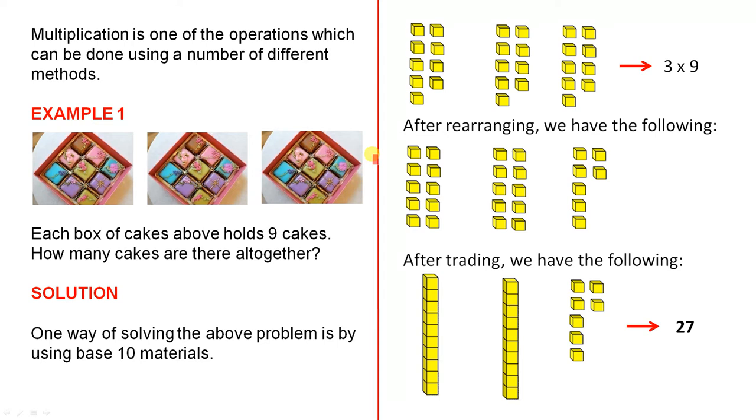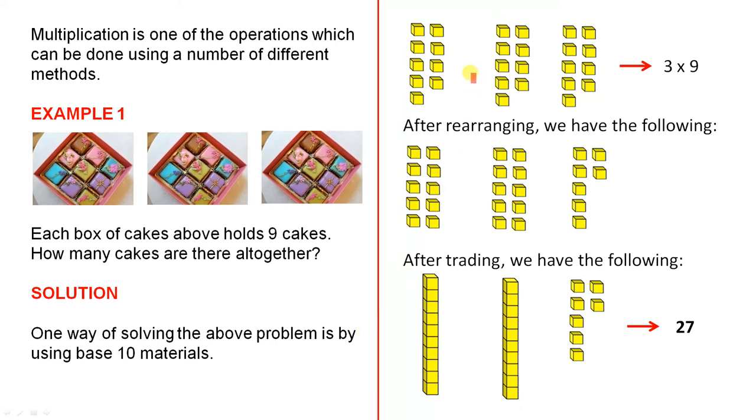Example 1. Each box of cakes above holds 9 cakes. How many cakes are there altogether? The solution. One way of solving the above problem is by using base 10 materials.